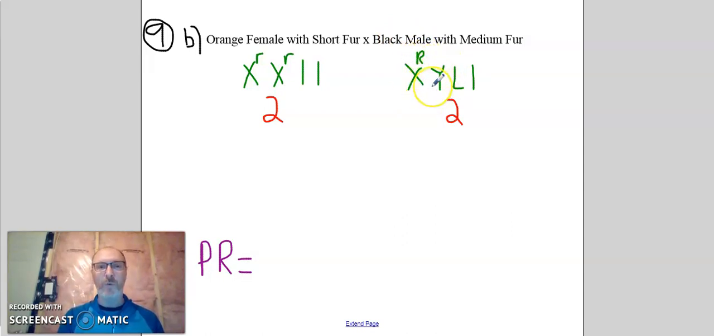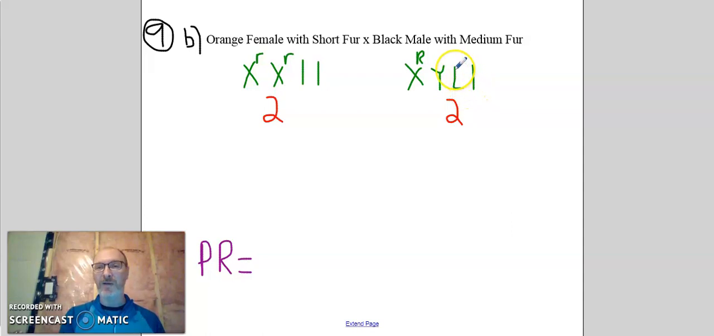Notice there's nothing on the Y chromosome because these traits are X-linked, so there are no genes on the Y chromosome at all. So for these types of questions you should not be writing anything on the Y chromosome as a superscript. You leave it like it is. And then we're told that the male also has medium fur. So again, that's produced by a heterozygous condition because there's some incomplete dominance happening, not only with the hair color, but with the hair length.